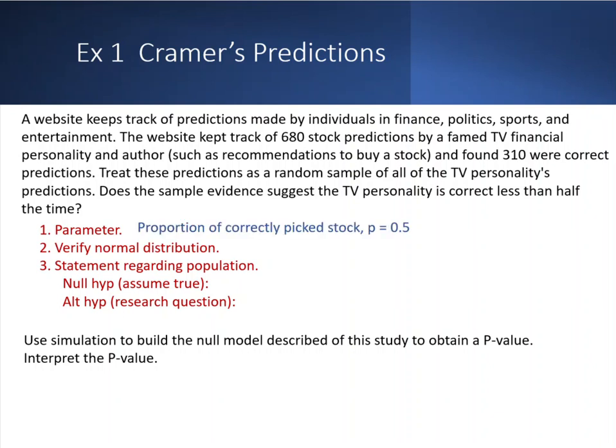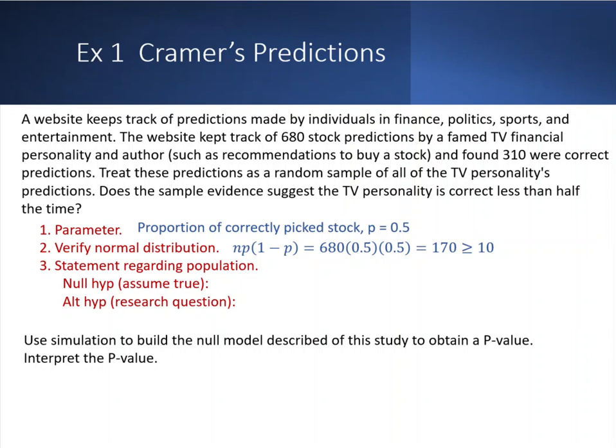And if you notice here, what we're looking for is the proportion of correctly picked stocks. The proportion of times you pick the stock correctly is 0.5, because you either pick it correctly or you don't. So that's a 50-50 chance. Now, to verify the normal distribution, remember we take np(1 minus p). So our sample of 680 times the p, which is 0.5, times 1 minus p is equal to 170. This is obviously greater than 10, so we verified our normal distribution.